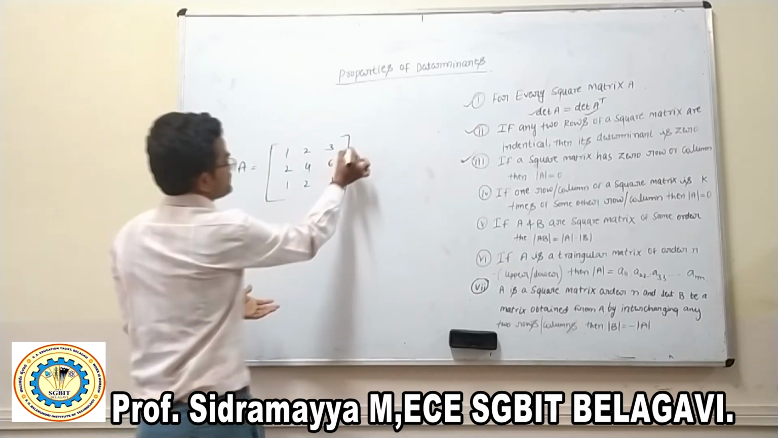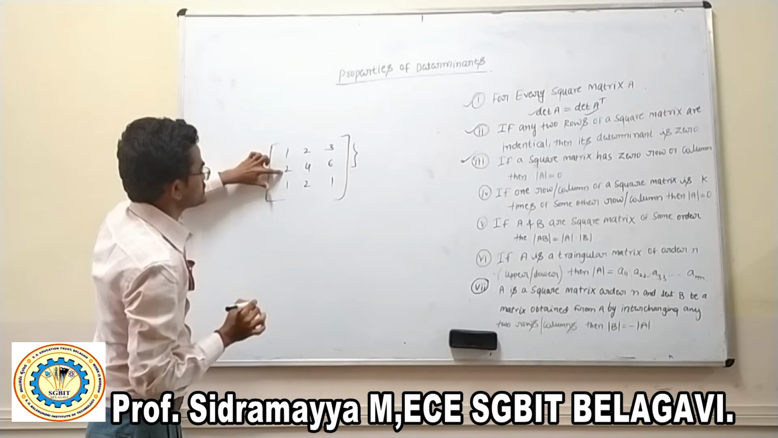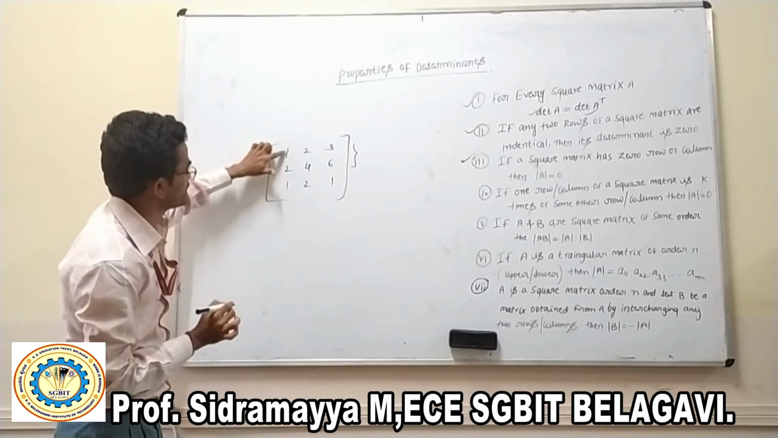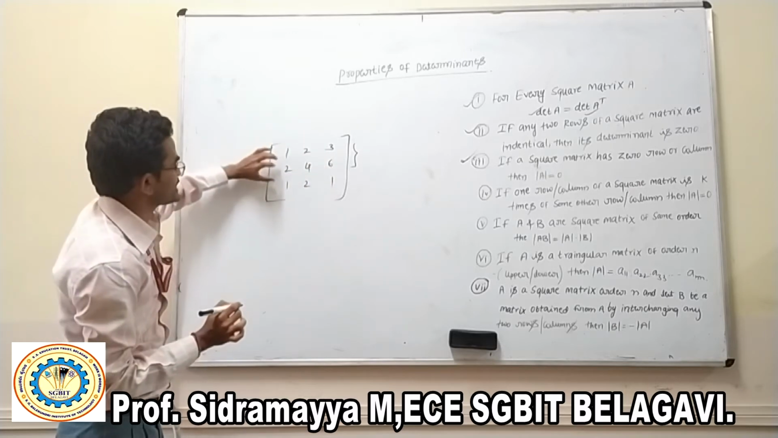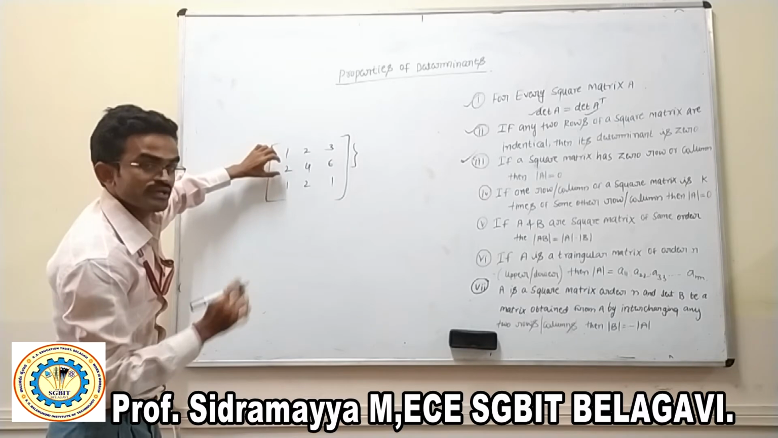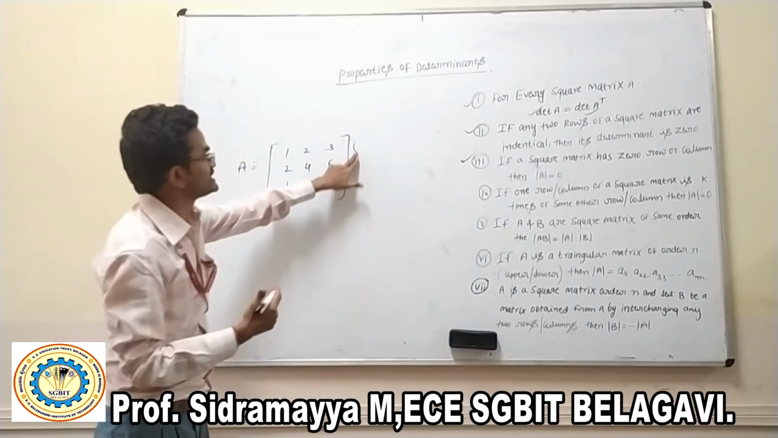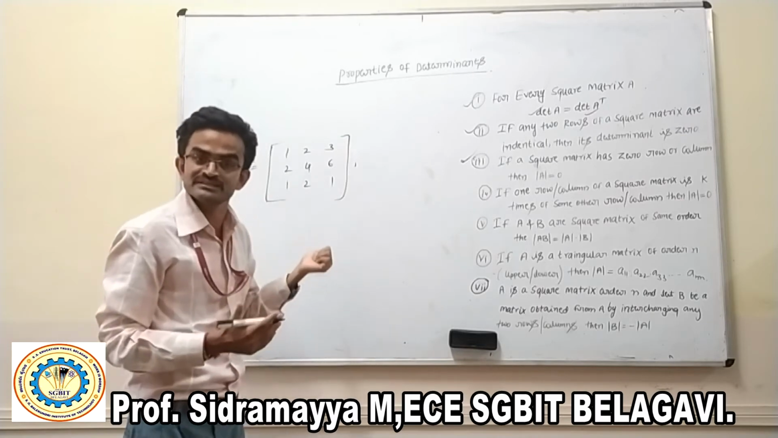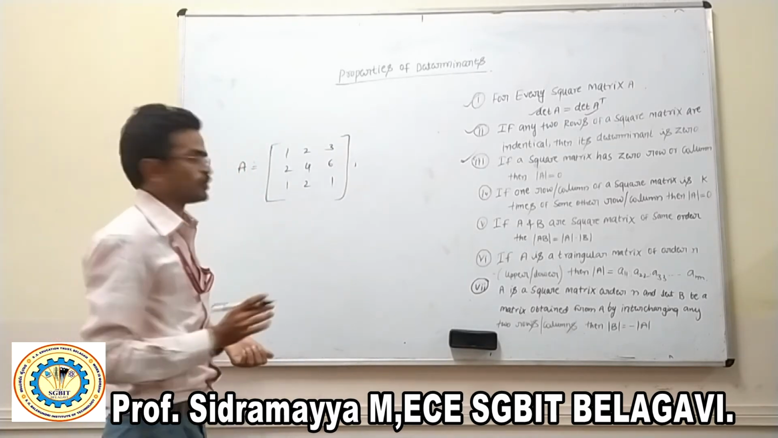Now here I compare the first row and second row. The second row is 2 times the first one. So 1 into 2 is 2, 2 into 2 is 4, and 3 into 2 is 6. Here the second row is 2 times the first row, correct? So the second row is k times the first row. What is the value of k? 2. Then its determinant is equal to 0. Now calculate the determinant. It should be equal to 0.